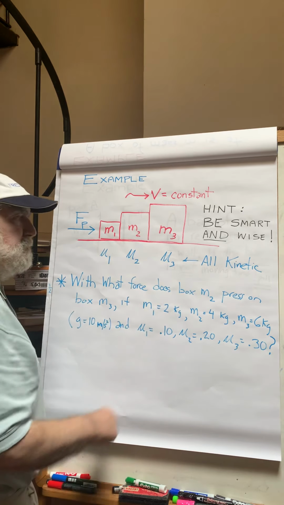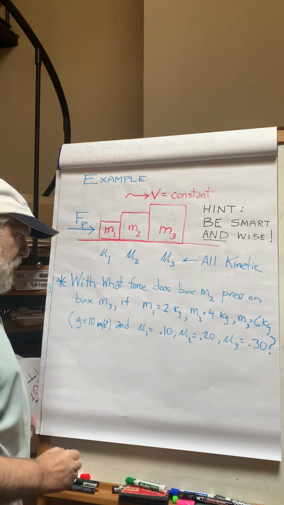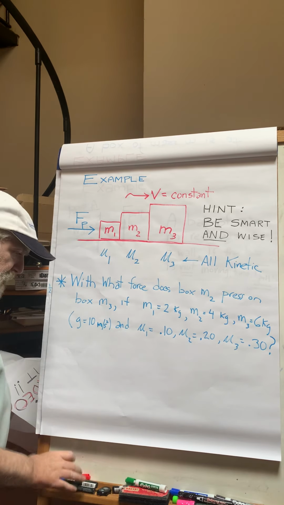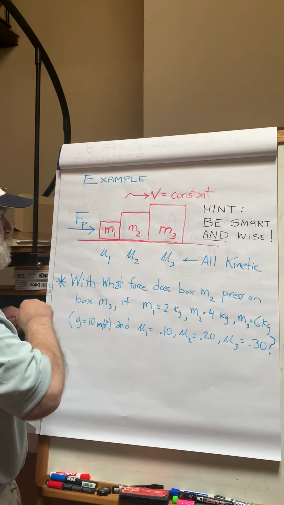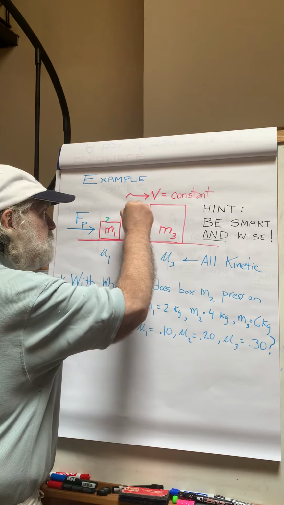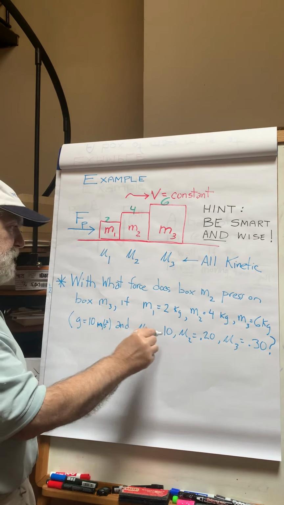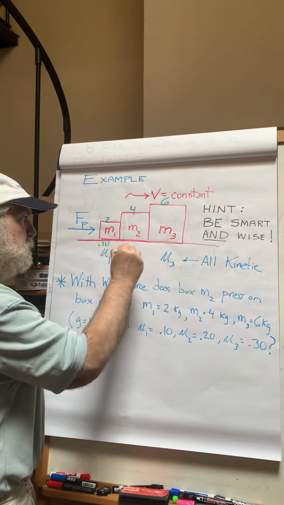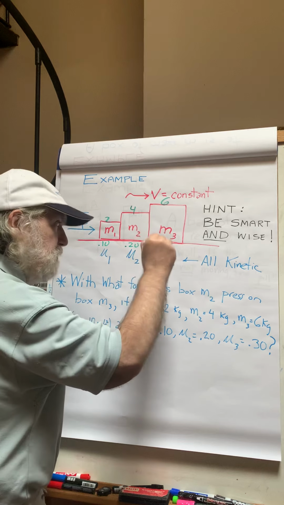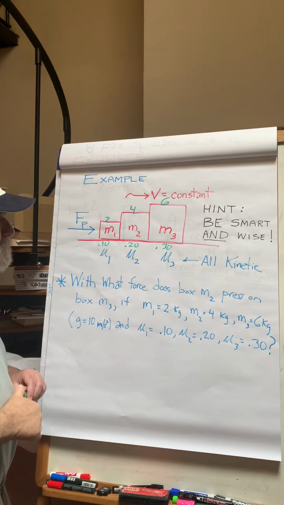With what force does this mass, M2, press on mass 3 if, and I give all the data, this is 2 kilograms, this is 4 kilograms, this is 6 kilograms, and mu1 is 0.10, mu2 is 0.20, and mu3 kinetic is 0.30. Well, let's be smart and wise.